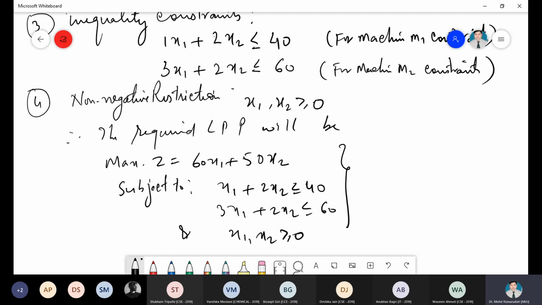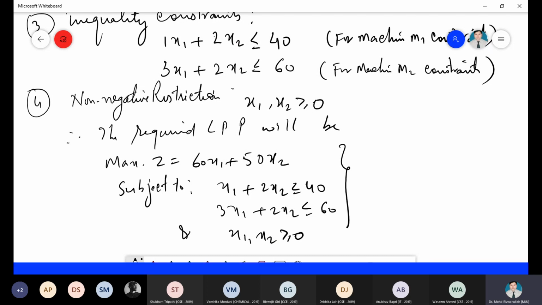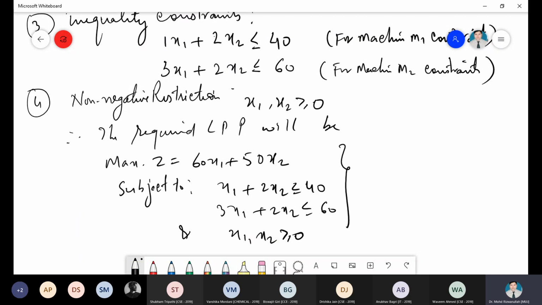Is there any doubt? Anyone can ask me about the steps. Anybody? No, sir. Okay. Shubham? Shubham, respond to me. No issue? Okay. So you got it? Yes, sir, no issues. Fine. Thank you. So Anubhav Bagre, is it all right? Yes, sir, it's all right.